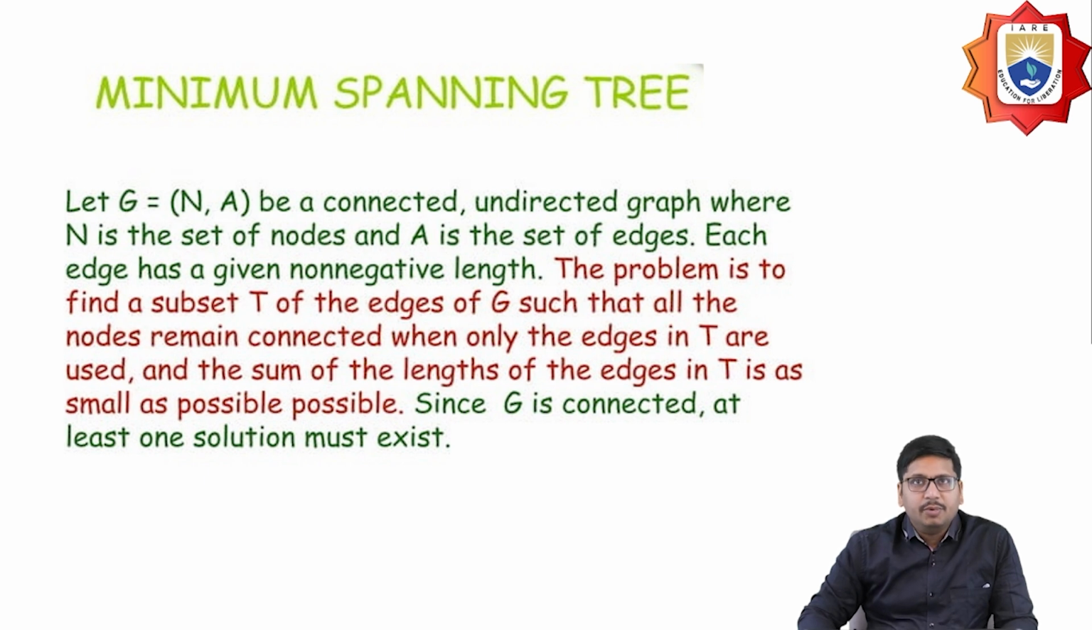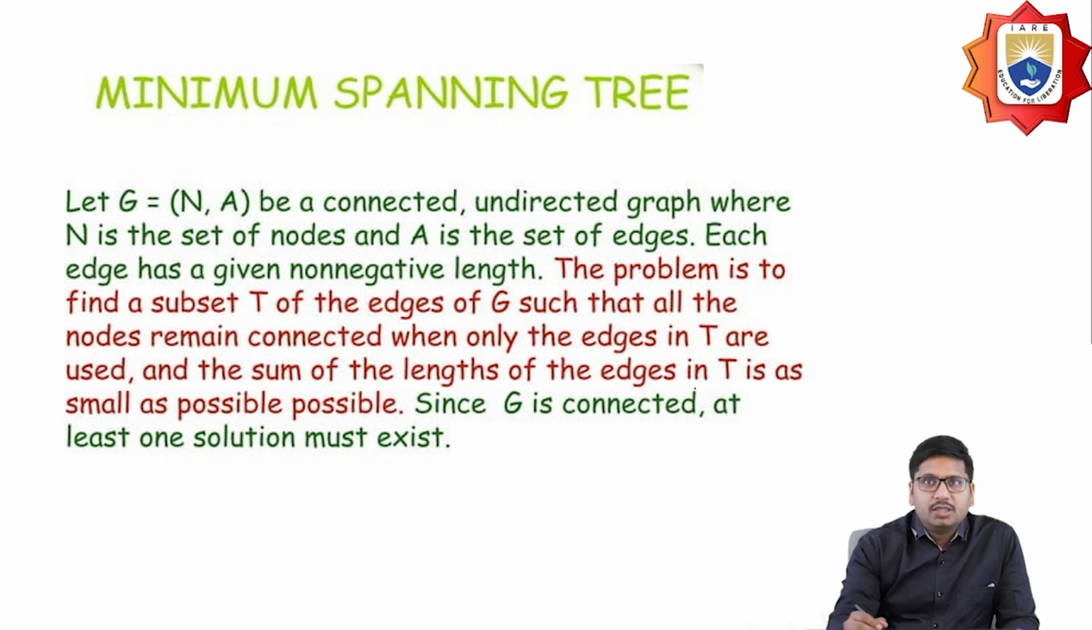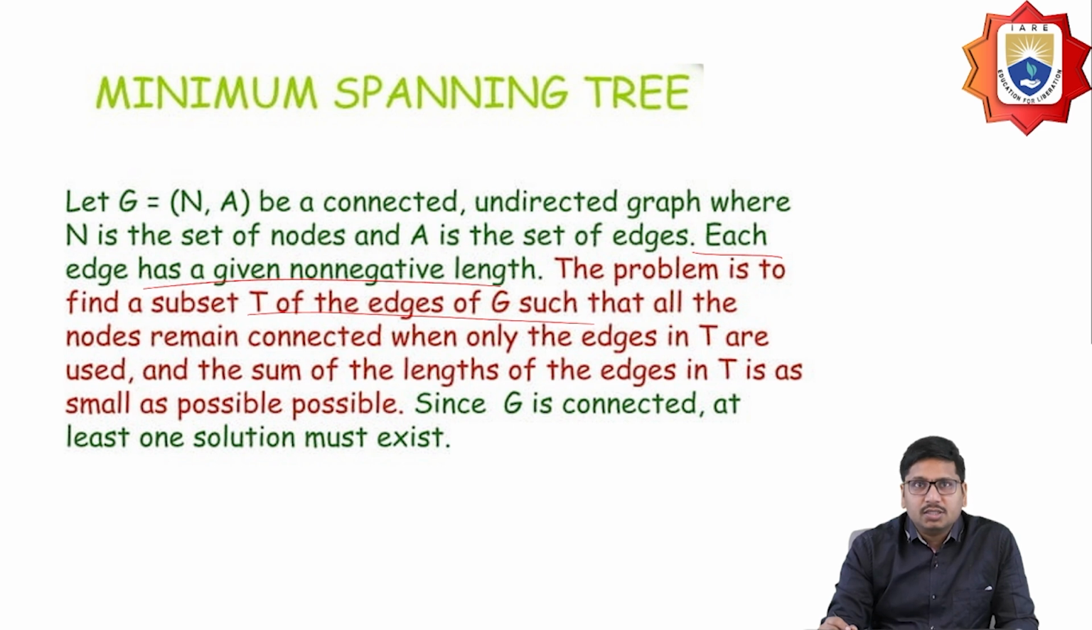For this, a minimum spanning tree comes into the picture. The graph should be a connected, undirected graph, where N is the set of vertices and A is the set of edges, and each edge has a given non-negative length. The problem is to find a subset T of edges of the graph such that all the nodes remain connected when only the edges in the tree are used, and the sum of all the edges in the tree is as small as possible. Since G is connected, at least one solution must exist.